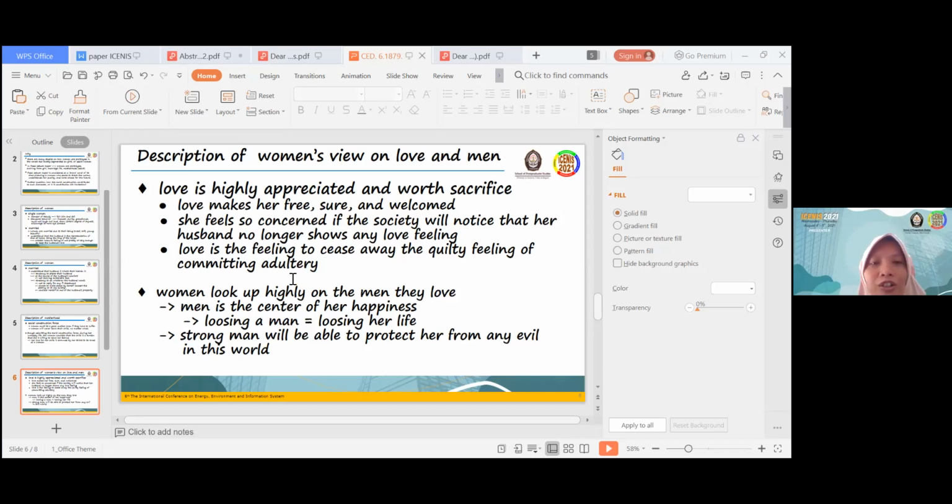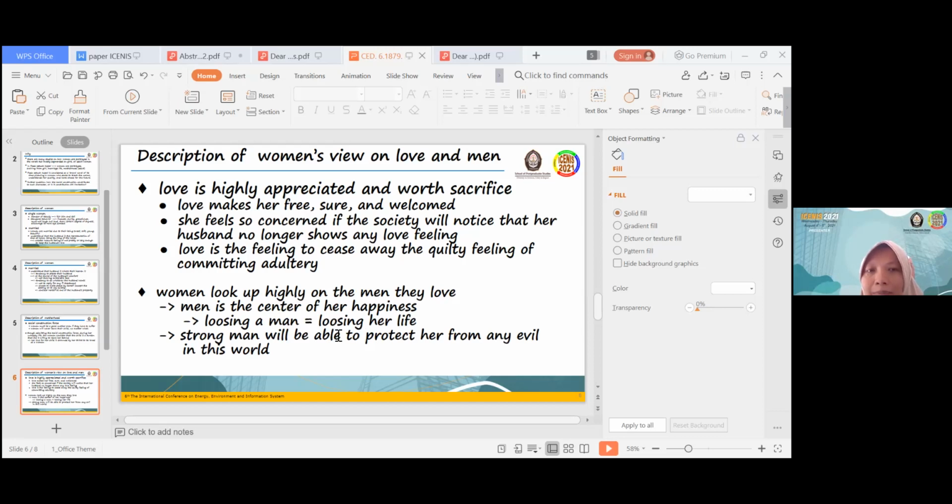All right. She should feel concerned that, yes, she wants society to see her love life. She wants other people to see that her husband loves her, that love conquers the most part of her life. And then love is also the feeling that chases away the guilty feeling of committing adultery. In this novel, there are many examples of adultery. Okay, all right. And women also look up highly to the man they love.